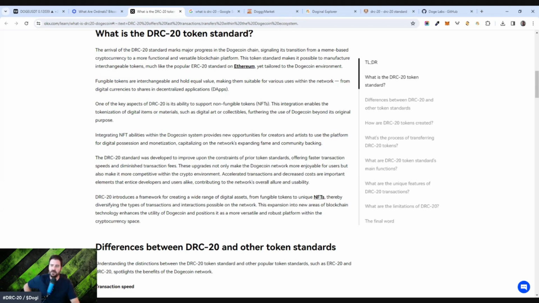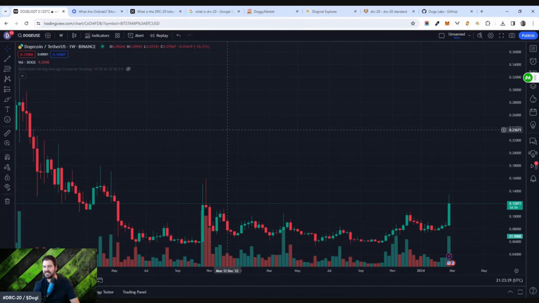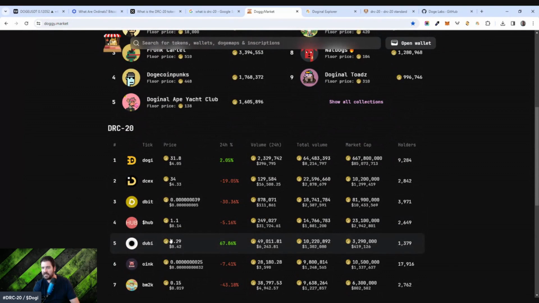These upgrades not only make the Dogecoin network more enjoyable for users, very much so, but also make it more competitive within the crypto environment. Accelerating transactions and decreased costs are important elements that entice developers and users alike, contributing to the network's overall allure and usability. All right, so this is insane, guys. As you're seeing Dogecoin shoot through the roof, as you did in the last few days, it's going to continue to shoot through the roof. People that are onboarded onto Dogecoin are going to start looking at other means to use their Dogecoin. Like, what do you do with hundreds of thousands of Dogecoin, right? Well, you can go over to the Doggy Market and you can buy Doge or DRC20 NFTs, tokens, and so forth and so on. They have their own exchanges.